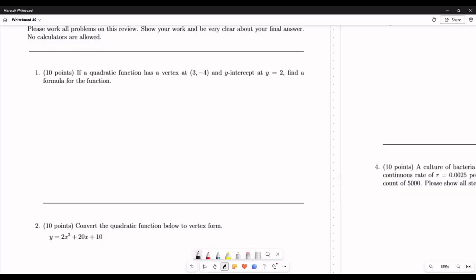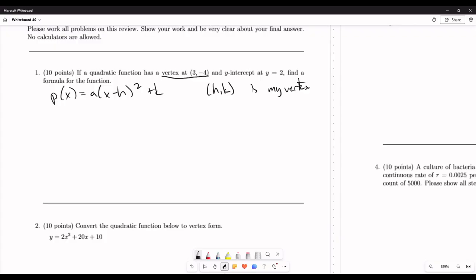the function. So they give me a vertex, which means that I probably want to use vertex form of a parabola or of a quadratic. So what is that? That is given by p of x equals a(x minus h) squared plus k, where (h, k) is my vertex. And a is just some constant in front of stuff. That tells us kind of how steep the parabola is, and we'll have a way to find that.